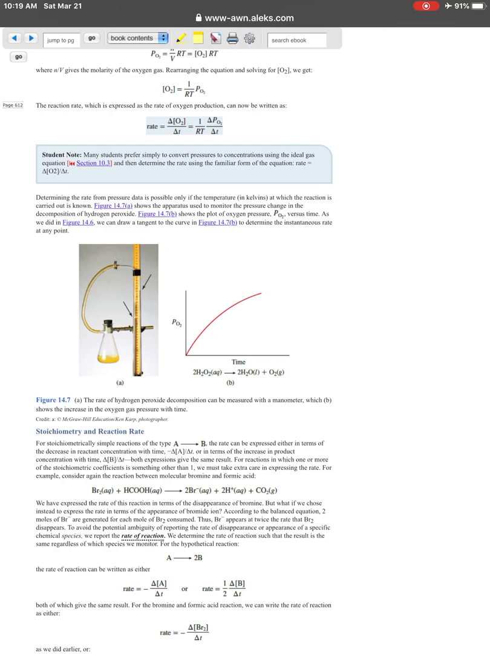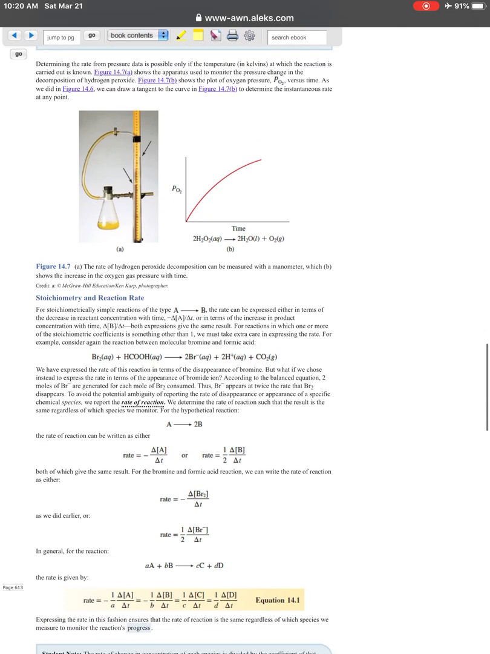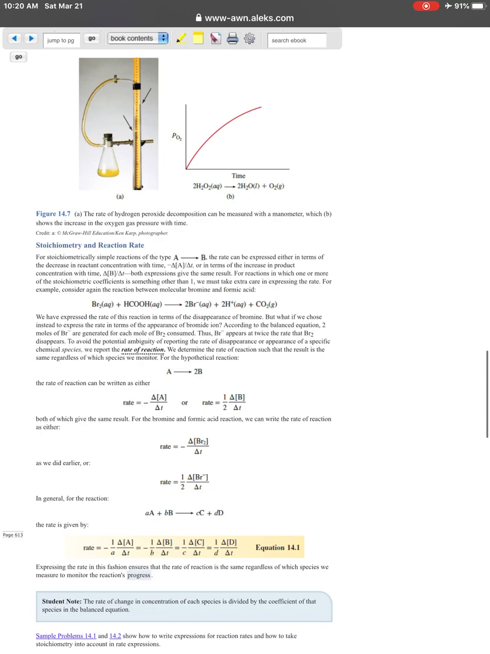Figure 14.7 shows the apparatus used to monitor the pressure change in the decomposition of hydrogen peroxide. It shows the plot of oxygen pressure, PO2, versus time. As we did in figure 14.6, we can draw the tangent to the curve in figure 14.7 to determine the instantaneous rate at any point. By the way, they don't do that here. They're just saying they could. They're not going to go into great detail with this one like they did with the previous one. So let me show you figure 14.7.